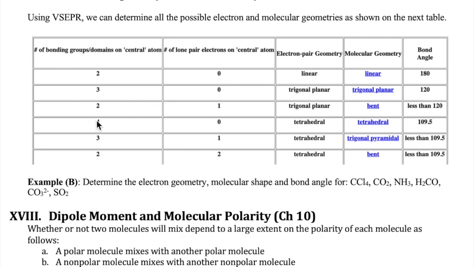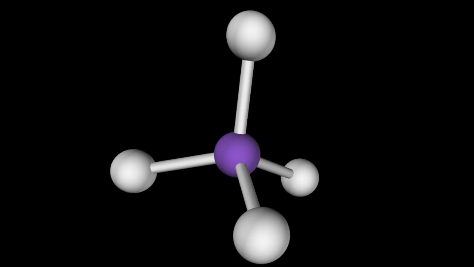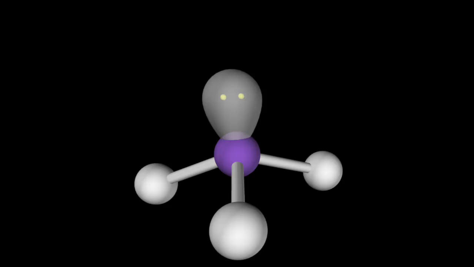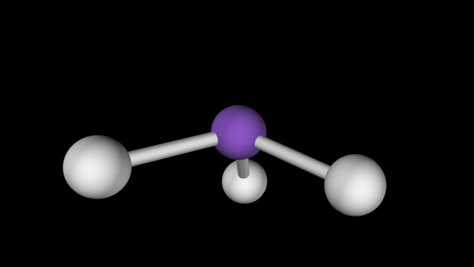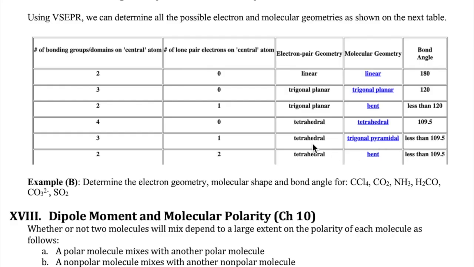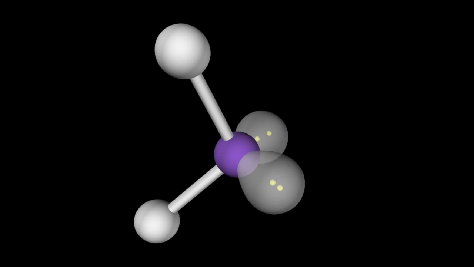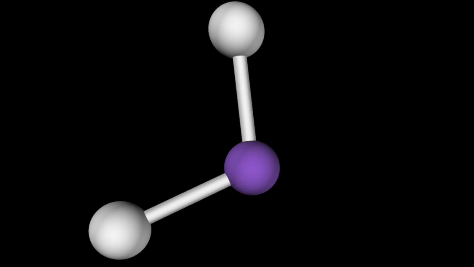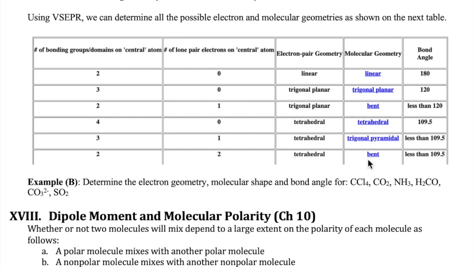With 4 pairs of electrons, I showed you the tetrahedral structure where all 4 of them are bonding pairs, and I also showed you the structure of ammonia where only 3 of them are bonding pairs and 1 of them is a lone pair. And that one has a molecular geometry called trigonal pyramidal with an electron pair geometry of tetrahedral. The angle is still going to be 109.5, a little bit less than that. You might also have 2 and 2. So 2 of the pairs of electrons are bonding and 2 of the pairs of electrons are lone pairs. In that case, again, same electron geometry, but the molecular geometry is going to be called bent. And that would be illustrated by the structure of water.